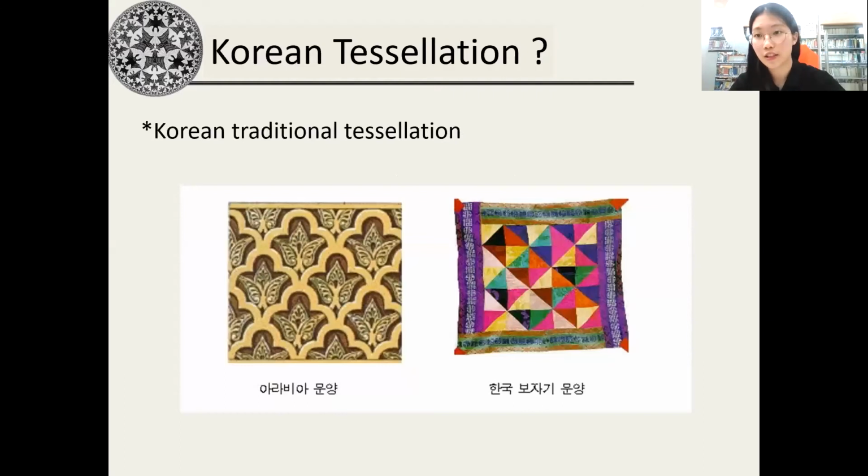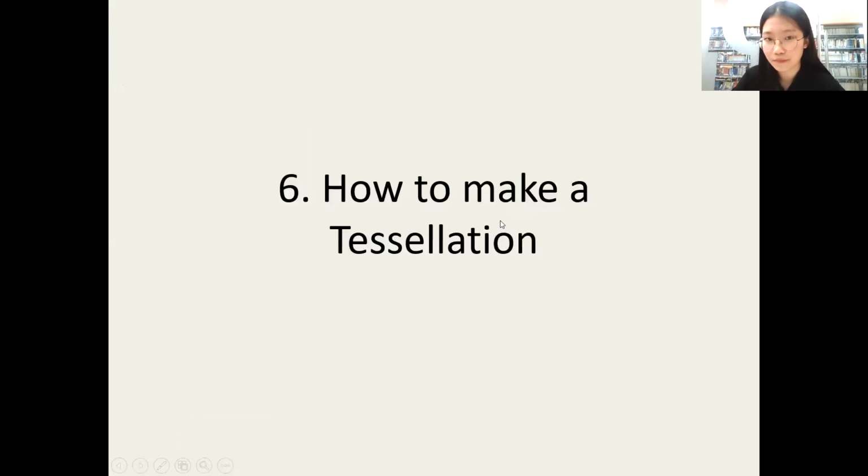And there are also tessellations in Korean tradition. As you can see here, this is a Korean traditional type of cloth called a bojagi, and you can see that it consists of a tessellation of squares. Last but not least, I'm going to teach you how to make a tessellation yourself.